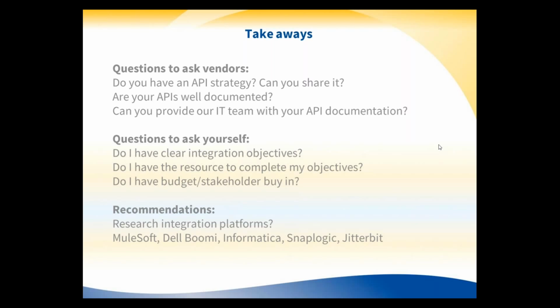What do you want to streamline? What can you streamline? Do you have the budget in place? Do you have the resources to complete it? And then once you get that framework, you can ask your vendors who you want to integrate with. Do they have an API strategy? Are they open to sharing it with your IT department to start tinkering with it? How well are your APIs documented? These are some of the first steps to take in your API strategy building.